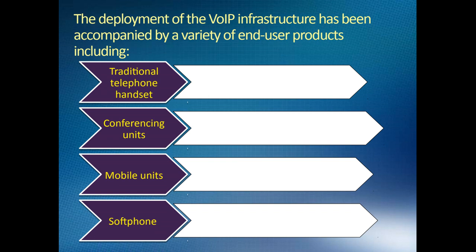These are some VoIP devices or products, such as traditional telephone sets. Conferencing units also. Have you seen the conference unit? You press to talk, then release. This is called a conferencing unit. Then we have mobile units and we have soft phones. A soft phone is client software you install on your computer to make a call, for example, using Skype.